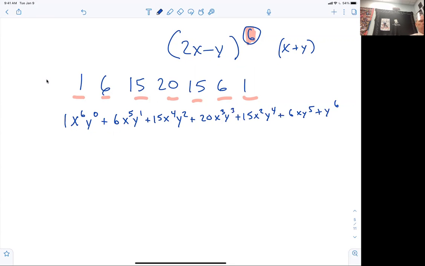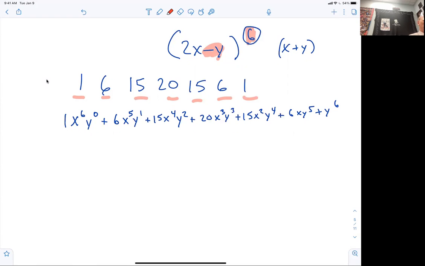All right. Now, once you set up that, now it's a matter of replacing every x with what? 2x, and replacing every y with what? Negative y. All right. Now, again, keep in mind that y, because it's negative to an even power, is going to remain what? Positive. But if it's to an odd power, it's going to be what? Negative. That's all there is.